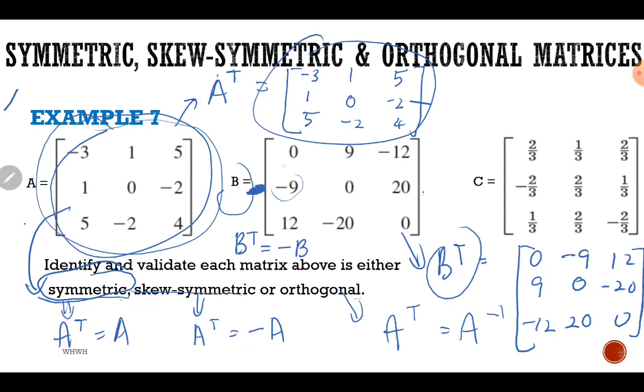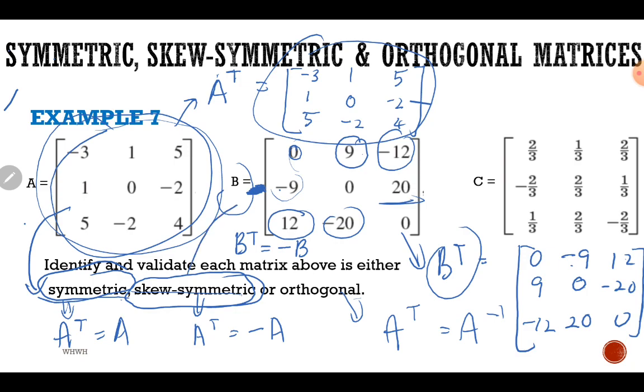Cuba darabkan each of this value with negative. We can have 0, negative 9, 12, 0, negative 9, 12, negative 9, 0, 20. And then negative 12, 20, 0. So maknanya the second matrix is skew symmetric matrix. Okay, skew symmetric matrix. And the last one, C, we try to find its C transpose. So C transpose ni 2/3, negative 2/3, 1/3.